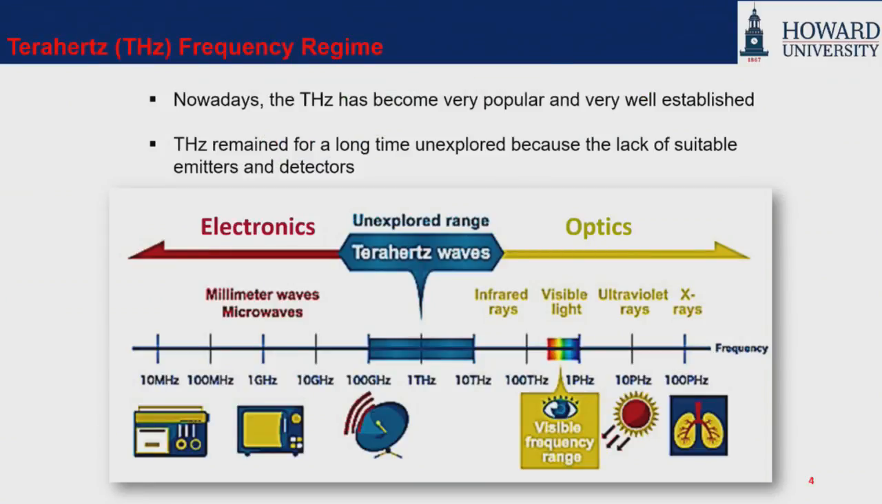So terahertz has become very popular and very well established, but for a long time it remained unexplored because of the lack of suitable emitters and detectors. The frequency around 1 terahertz is usually referred to as the terahertz gap, which divides the spectrum into two different worlds, electronics and optics. But right now, people are able to get access to this frequency range easily.